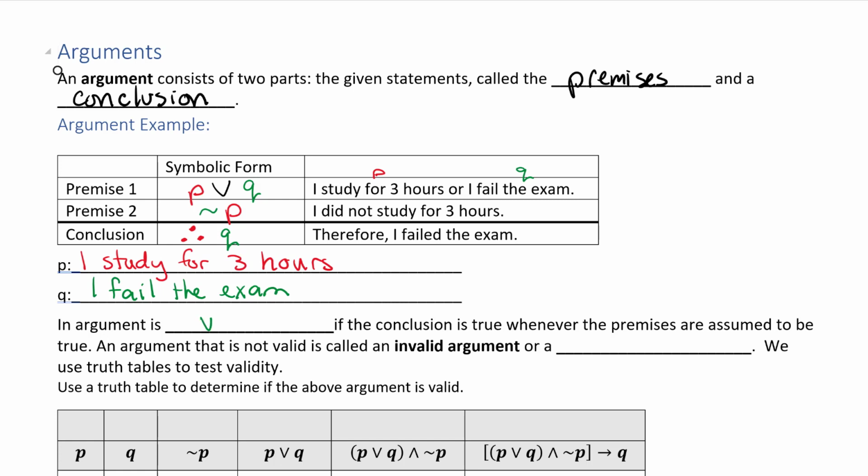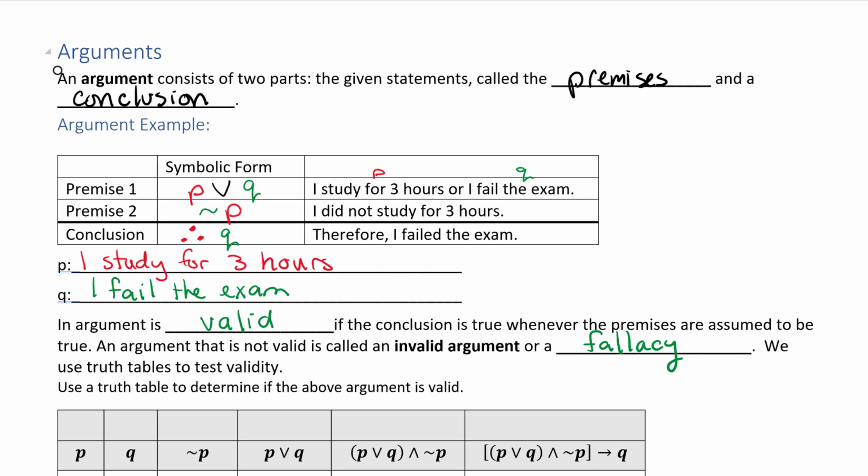An argument is said to be valid if the conclusion is true whenever all the premises are also assumed to be true. Just because we're assuming the premises to be true doesn't mean we don't have to go through all of the different combinations of P and Q being true and false. We still have to do that. But if the end result, our conclusion, is true, if the premises do prove the conclusion, then we can say our argument is valid. An argument is not valid, or we call it an invalid argument or a fallacy, if the premises don't lead to a true conclusion every single time.